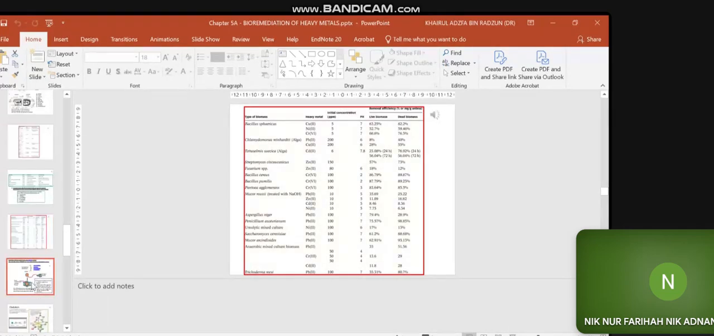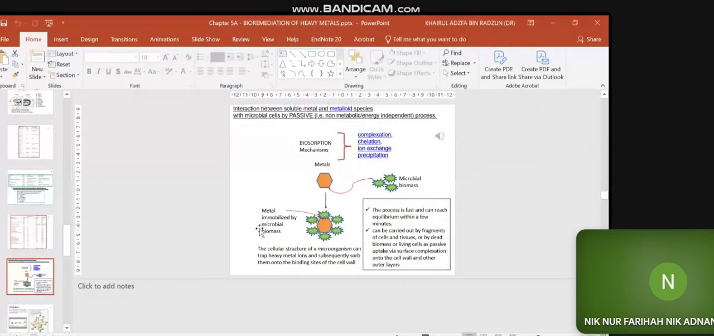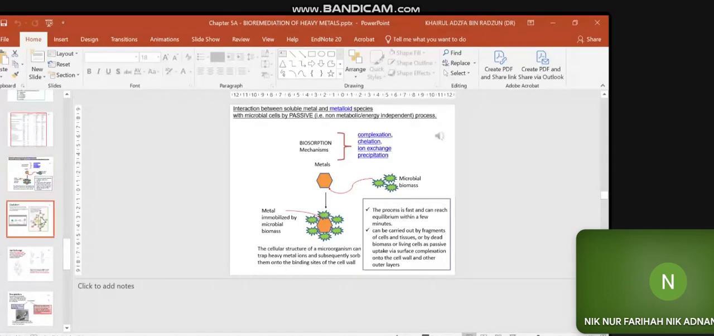But this one is just again, I think, the repetition. The solid structure mechanism can trap heavy metal and subsequently sort them into binding sites and so on. This one you can read yourself.